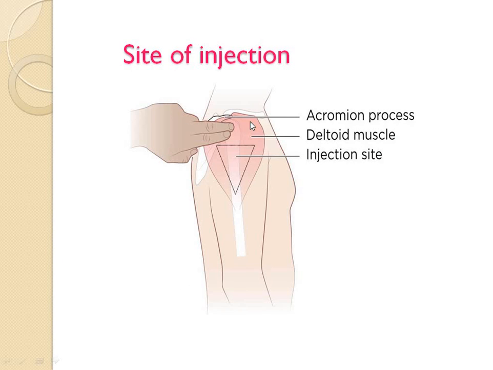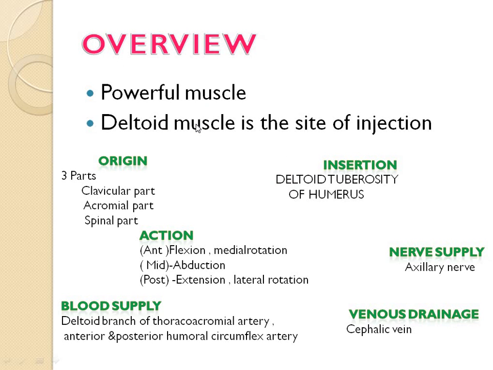Site of injection. This is the acromion process. Two inches below the acromion process is the most common site for the injection. Overview of deltoid muscle. This is a powerful muscle. This is the common site for injection. It originates from the clavicle and acromion process and spinous process of the scapula. The insertion of the deltoid muscle is the deltoid tuberosity of the humerus.